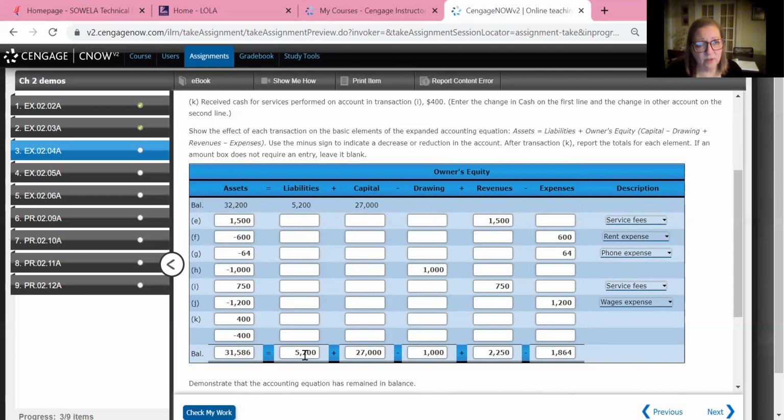So that means I should be able to take liabilities and capital and subtract from that drawing and add revenue, subtract expenses, because I should go by this little formula up here that we've been talking about. The equity section is capital minus drawing plus revenue minus expenses. So when I take 5,200 plus 27,000 minus 1,000 plus 2,250 minus 1,864, I'm still going to come to 31,586. Now that all assumes I entered everything without transposing a number. Let me just check my work.